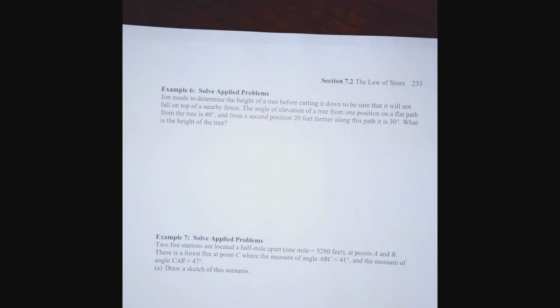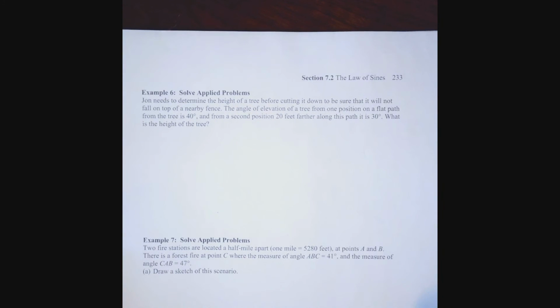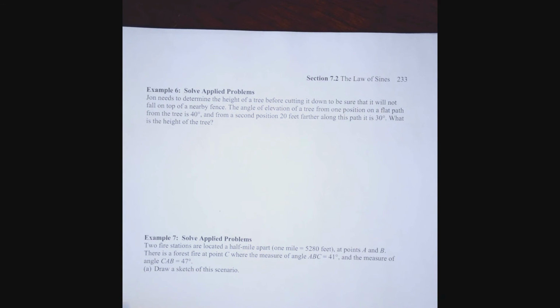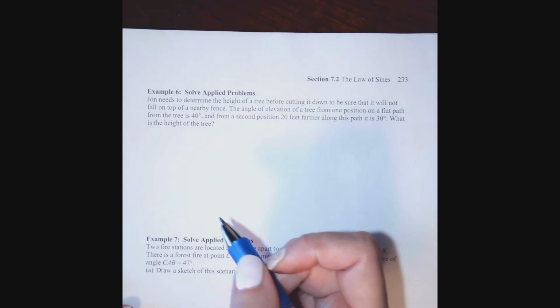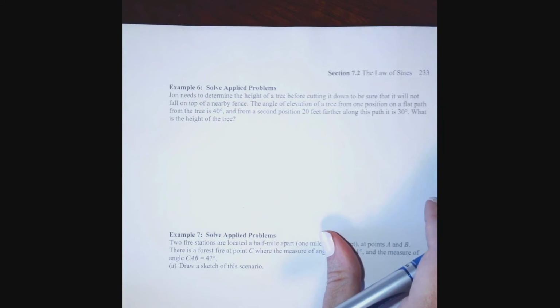John needs to figure out how tall the tree is before he cuts it down, because he wants to make sure it's not going to hit the fence. That makes sense, right? The angle of elevation of the tree from one position on a flat path is 40 degrees. And from a second position 20 feet further on, it's 30 degrees. So we're making two right triangles that we can compare.